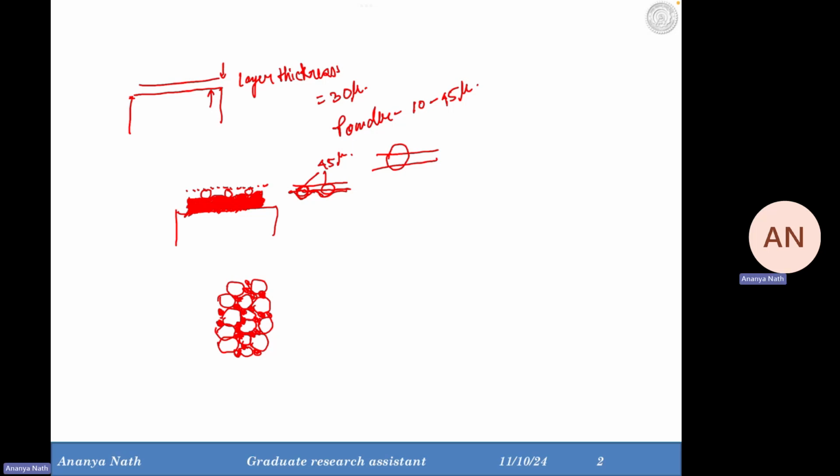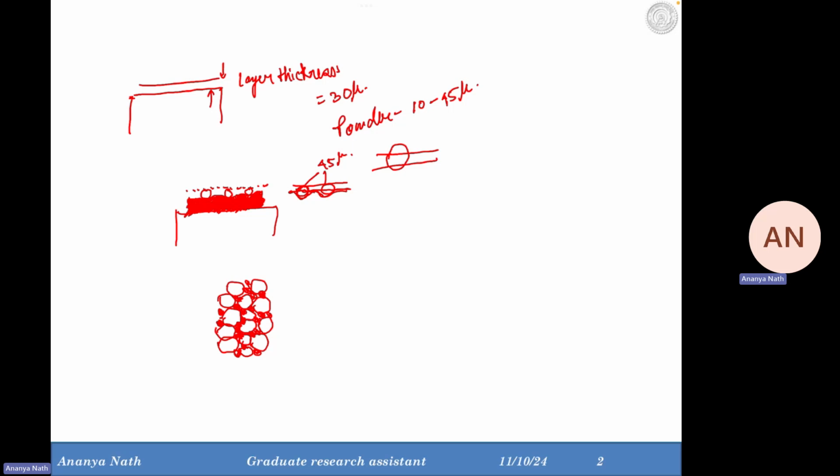How the powders are made is also one big question. There are various processes. We will be talking about the processes, but before that, let's see the difference that I was talking about: what is the difference between DD and LPBF?